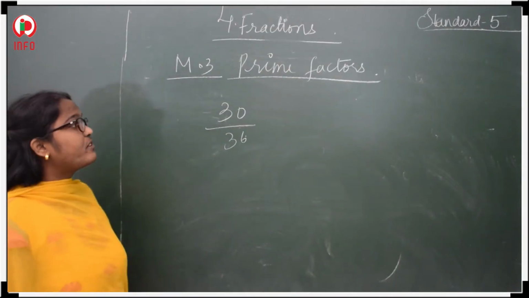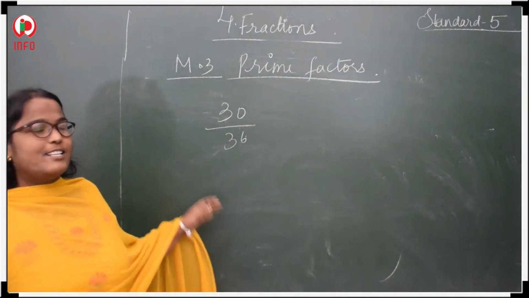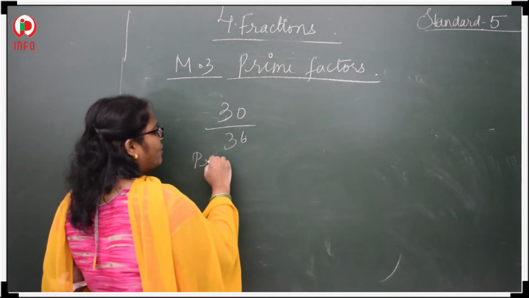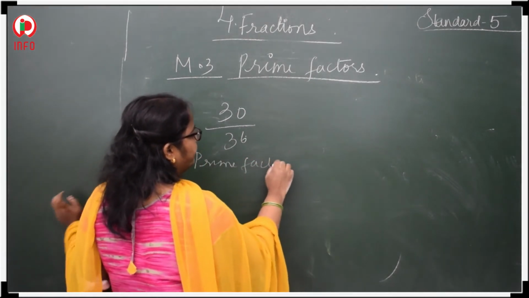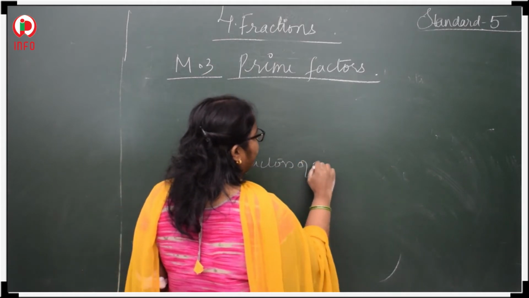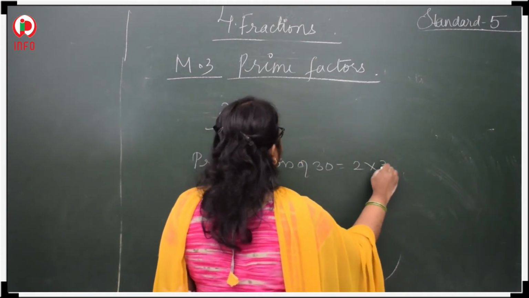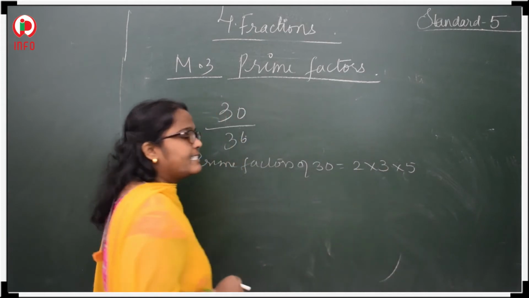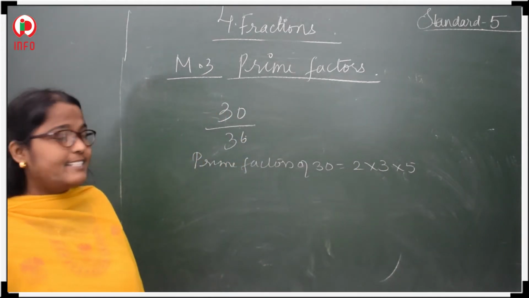Next concept is method 3, prime factors. So we have to find out the prime factors of 30. 30 is equal to 2 into 3 into 5. 2 3s are 6, 6 5s are 30. Yes? Next.